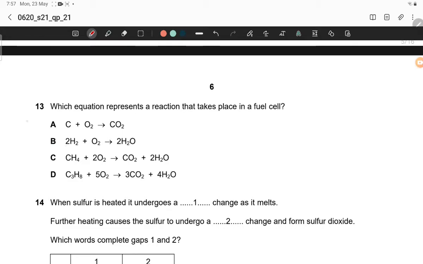C plus O2. This is incorrect because carbon and oxygen are not reactants in the fuel cell. So this must be correct because hydrogen and oxygen are reactants in a fuel cell. This is also incorrect. These are the wrong reactants, so that's why it is incorrect.